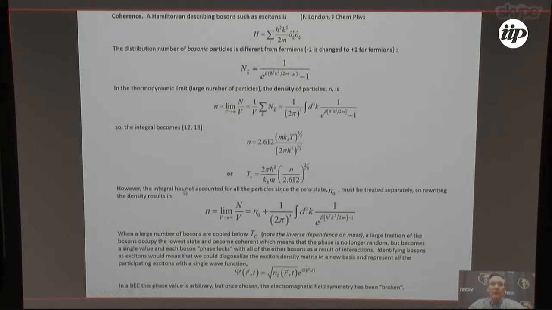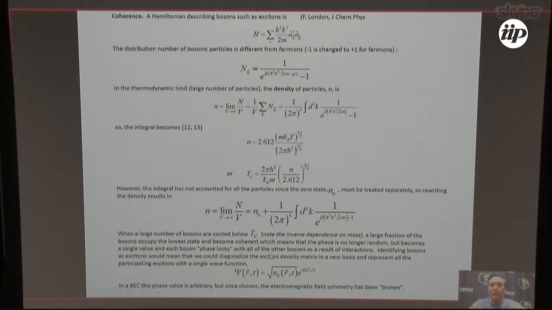London does all this for you. The integral does not account for everything. Basically, this does not get all the states. There's a state left over, which is the lowest state. While these are the excited states, here's the lowest state. When it's cooled below TC, depending on mass, wherever TC is, the lowest state becomes coherent. Phase is no longer random, and it phase locks. And this is basically what it looks like.